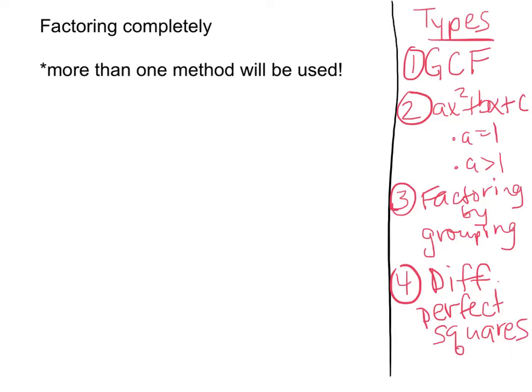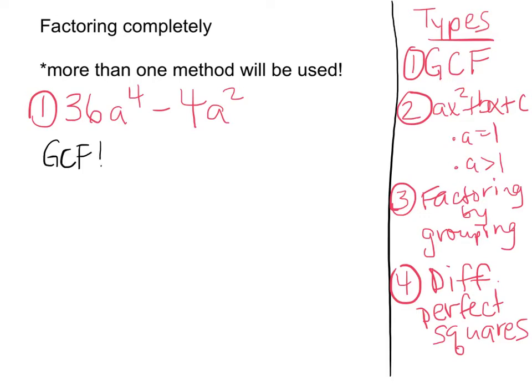Alright, so for example, let's take a look at 36a to the 4th minus 4a squared. Very first thing you want to look at is, well, is there a GCF? If there's a GCF, I want to take it out. So if I look at 36a to the 4th and 4a squared, 4 and 36 are both even, and 36 is divisible by 4, so they have that in common. They both also have a's. So I want to take out my GCF, and my GCF here between 36 and 4 is going to be 4, and between a to the 4th and a squared is going to be a squared.